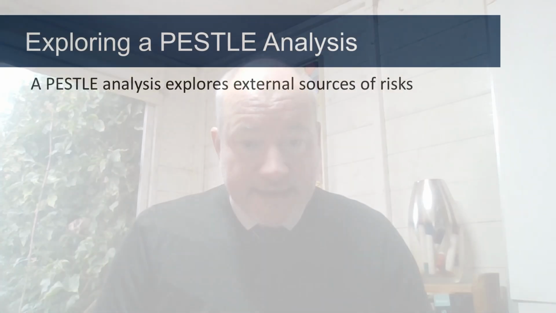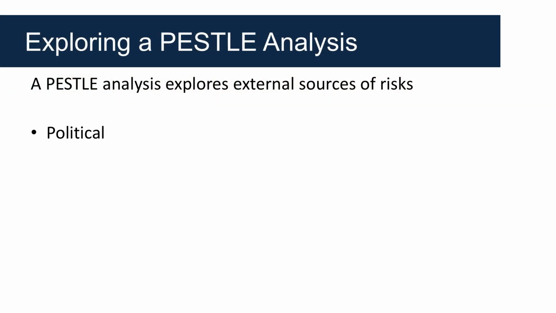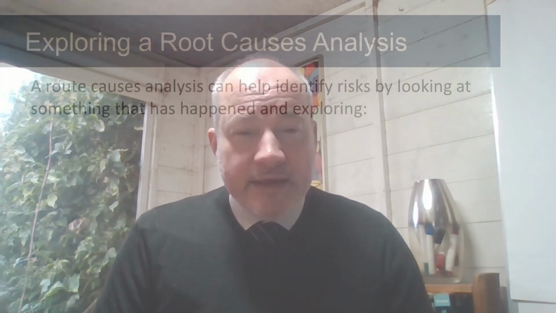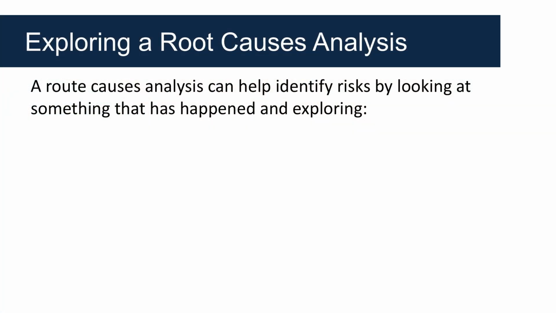To look at external risks, there's a tool called a PESTLE analysis. PESTLE stands for political, environmental, social, technological, legal, and economic factors that come from outside your organization that could influence it. And a third tool that people find helpful for identifying risks is a root cause analysis, looking at something that has gone wrong and working out why and how that happened and what the risks are around that happening again.